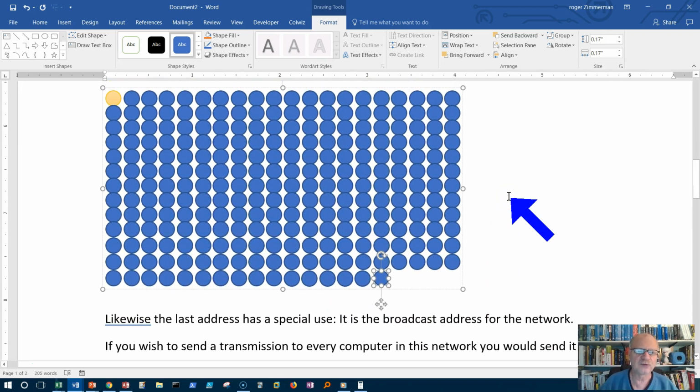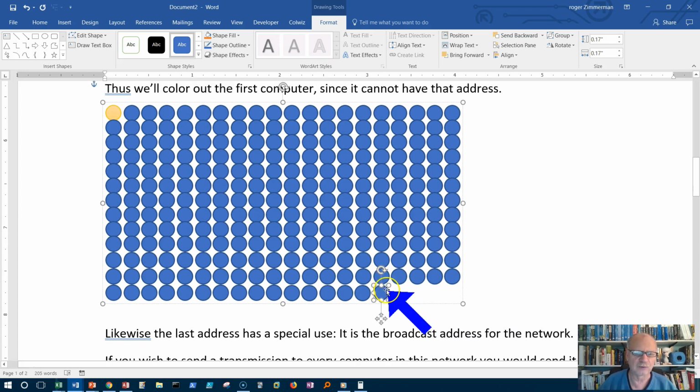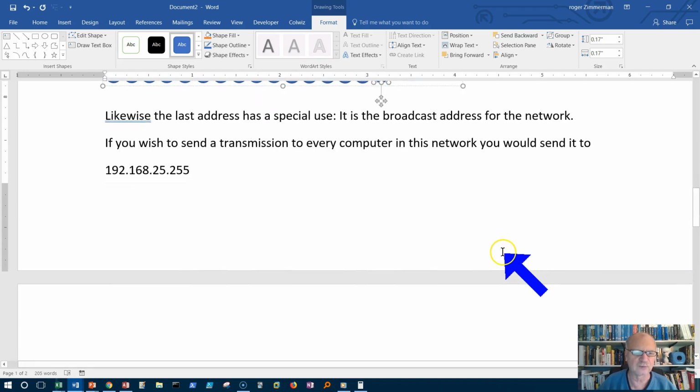If I wanted to send something to all of the computers on this network, then I would have to send it to this address, which in this case is 192.168.25.255. And as soon as the router sees that, or the switch sees it, or whoever it is sees it, it says, this is supposed to go to everybody on the network. So I can't use it as a host address because it represents the broadcast address.